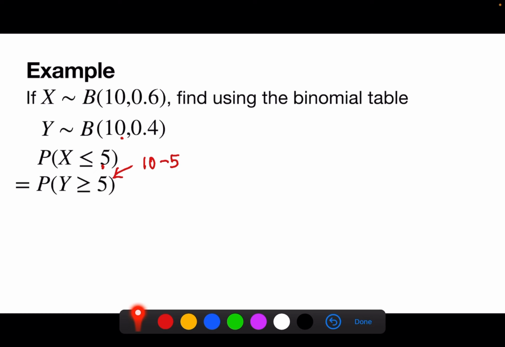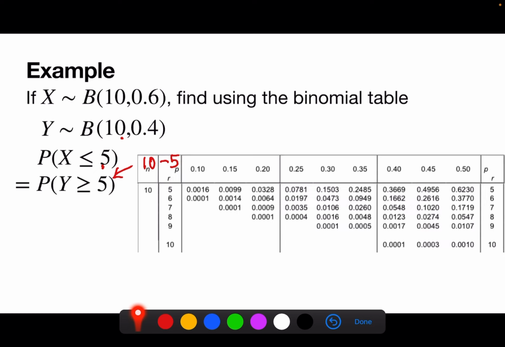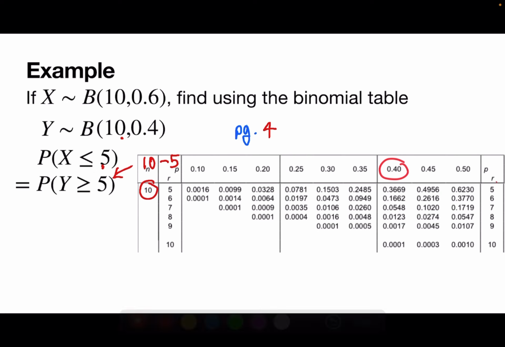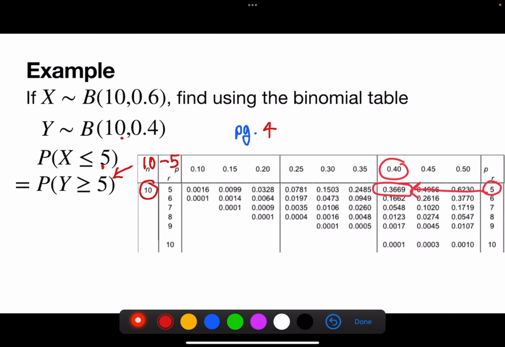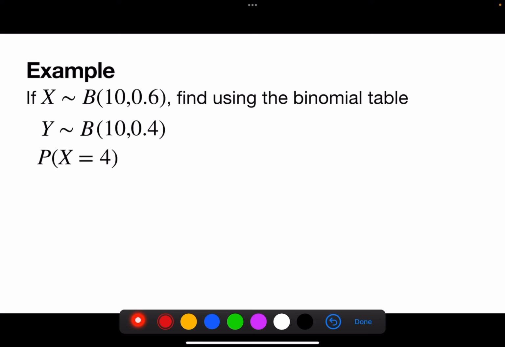Now, can we read from table? N is 10. P is 0.4. We can read from table. Okay? Baca table. So, N is 10. P is 0.4. Y greater than or equals to 5. So, we're going to get the probability 0.3669.